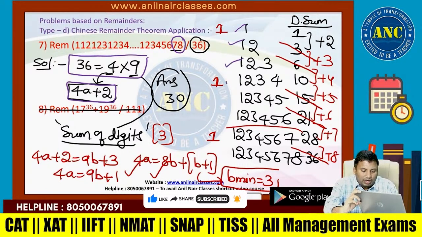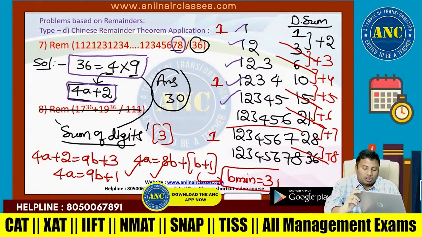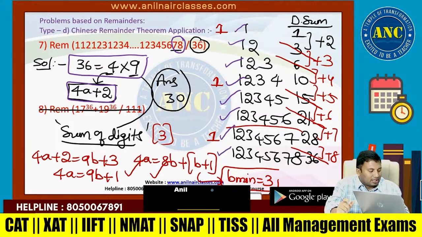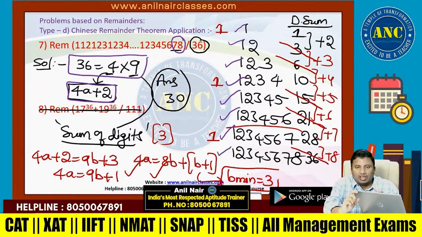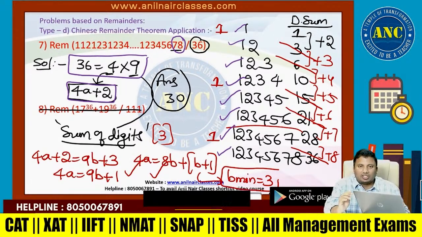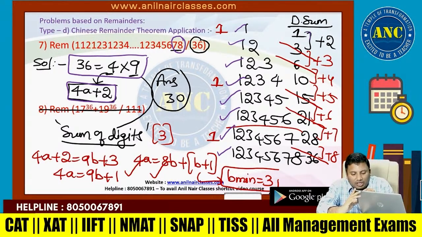1, 2, 3, 1, 2, 3, 4, 1, 2, 3, 4, 5, 5, 6, 7, 8. 1 digital sum is 1. 1 plus 2 is 3. 1, 2, 3 is 6. If there is an addition of 2 here, there is an addition of 3. It will keep increasing. Addition of 4, addition of 5, addition of 6, addition of 7, addition of 8.